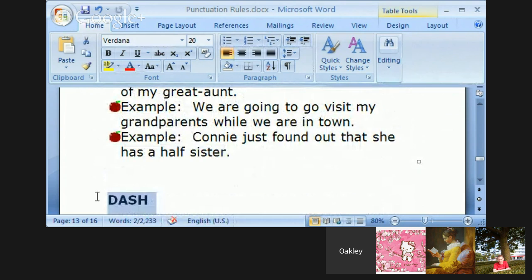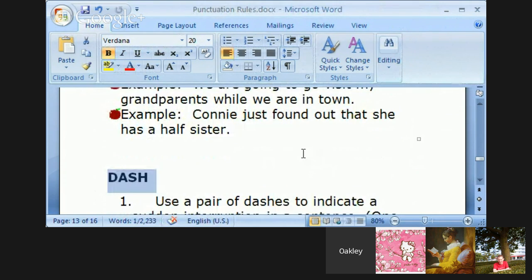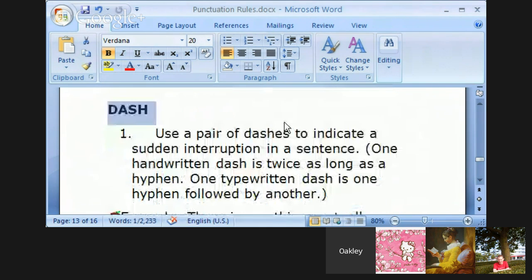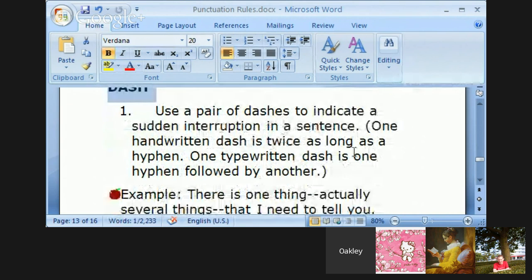All right, Heidi, what's a dash? Dash. Dash, dash, dot, dot, dot. Besides running fast, you dash across the room, you run very fast, but as far as punctuation, okay, well, let's take a look. A dash. Okay. Dashes can be used in punctuation kind of like a halfway between ellipsis and a hyphen to indicate interruption.